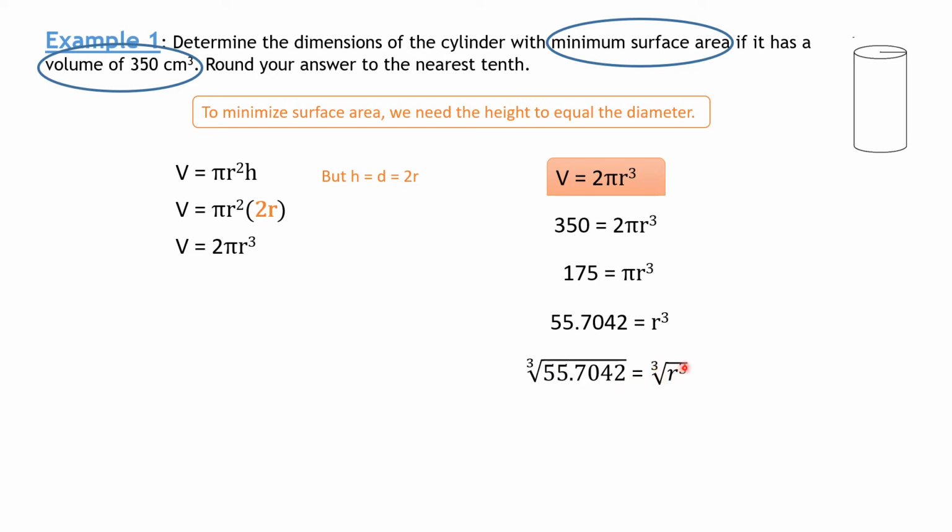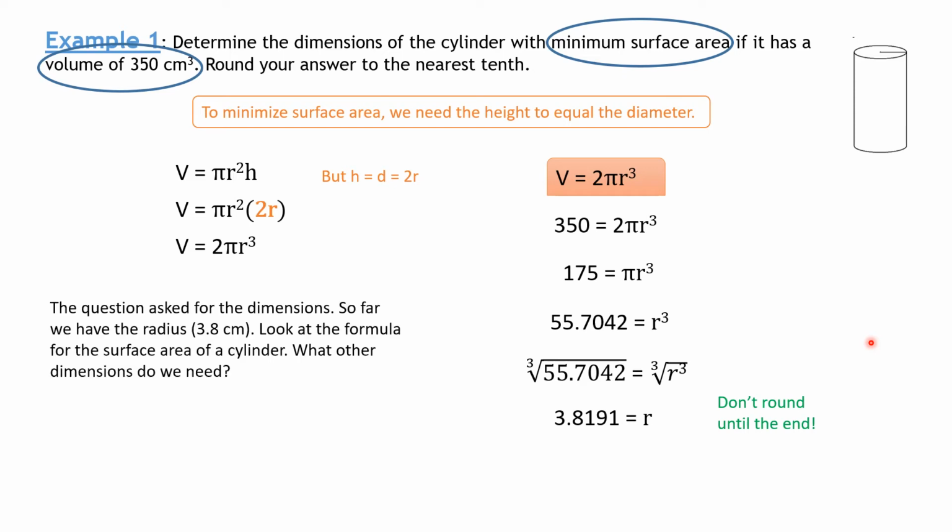This 3 cancels out this 3, and we're left with a single r. And we are not going to round yet, but that should be the number that you got from your calculator. Remember, you're pausing as you need to fill in your page along with the video. So we have r, but what did the question ask for?